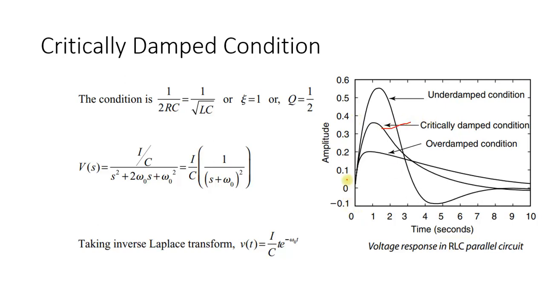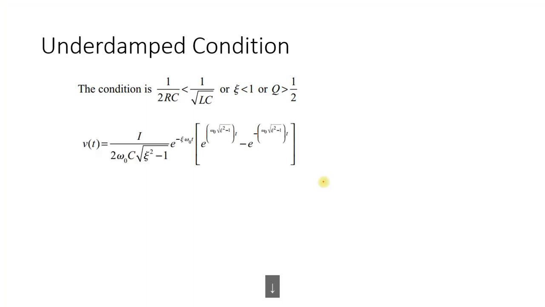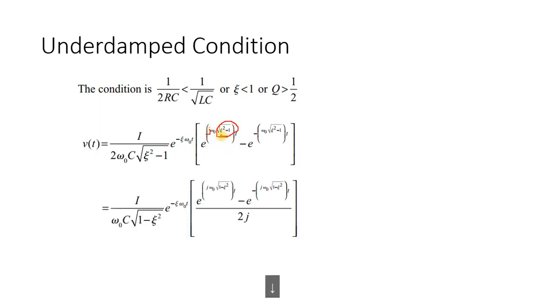The last condition we are going to see is the underdamped condition. Here the zeta value is less than 1 and the quality factor is greater than 1 by 2. If the zeta value is less than 1, the whole term under the square root gives a negative value. If I take the negative value from the square root, it produces j. So I rewrite this equation by putting j outside, and the square root of zeta square minus 1 is replaced by 1 minus zeta square. So I put some modifications.